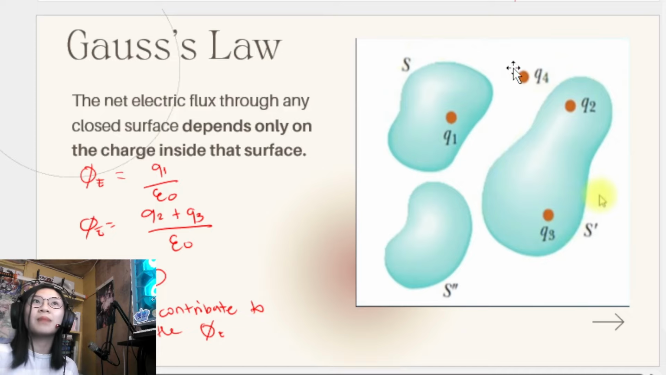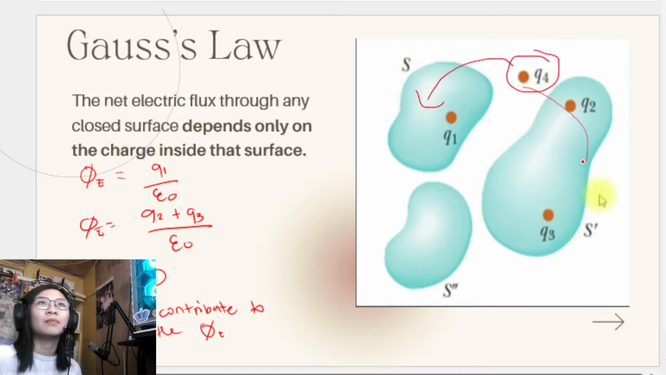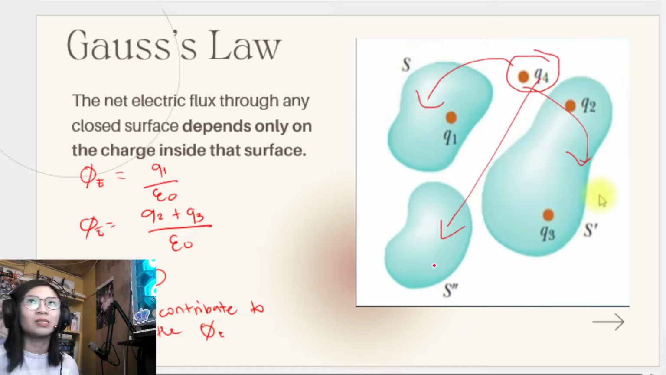How about si Q4, ma'am? Si Q4 naa sa gawas. Now, if naa sa gawas ang imong charge, wala siya labot. Pwede ra siya maka-affect sa atong surface if that charge or si Q4, ibutang nimo siya diri, or i-add nimo siya sa sulod. That is the only time na pwede niya ma-affect ang electric flux sa isa ka surface. Pero kung naa sa gawas sa mga surfaces, wala siya labot.